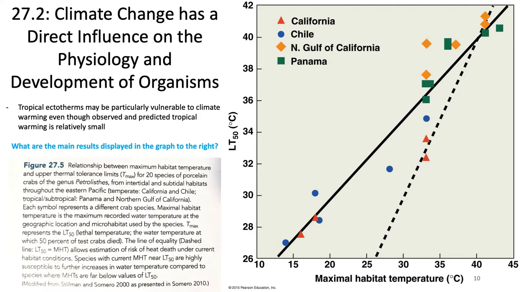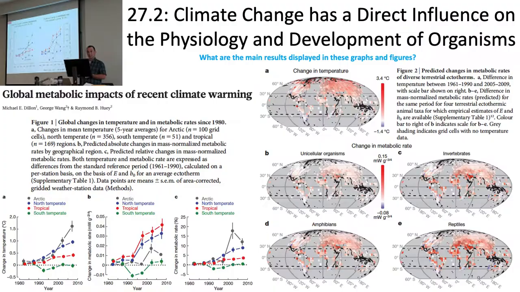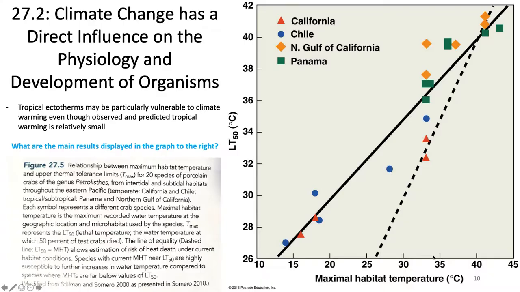Tropical ectotherms, in particular things like reptiles that live in desert regions or tropical regions, may be particularly vulnerable to climate warming, even though observed and predicted tropical warming is relatively small, because they're already living at their thermal tolerance limits. Arctic organisms are maybe at the cold end, but not at the heating end, which is probably going to cause more death, especially for ectotherms that live at the maximum temperatures they are metabolically capable of surviving.